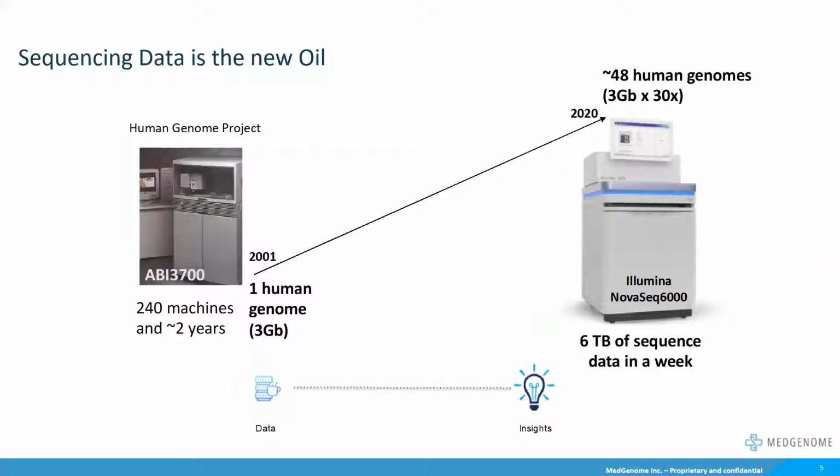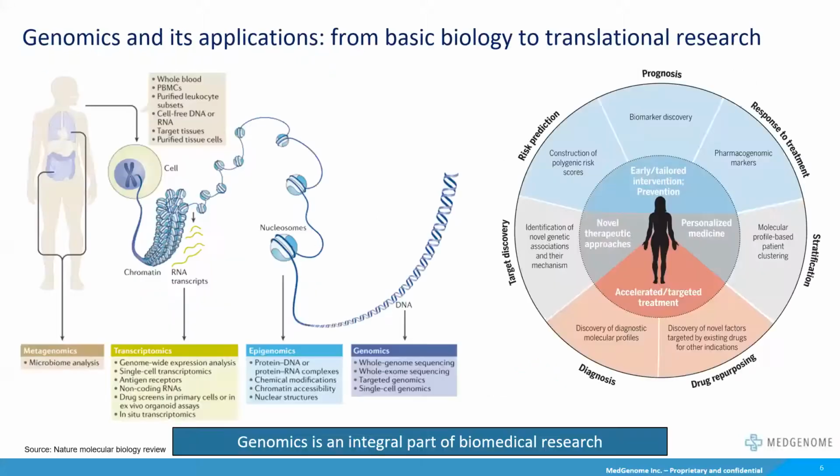And as data was referred to as the new oil as it related to even electronic health record data, now sequencing data can be considered the new oil. When you look at the Human Genome Project and the fact that it took 240 machines in 2 years to go through an entire human genome, which was 3 gigabytes, it now takes a fraction of that time, and you can compute over 48 human genomes with sequencing of 6 terabytes of sequencing data in a week. Truly, there's a plethora of data, but that also means that insights are required from that data.